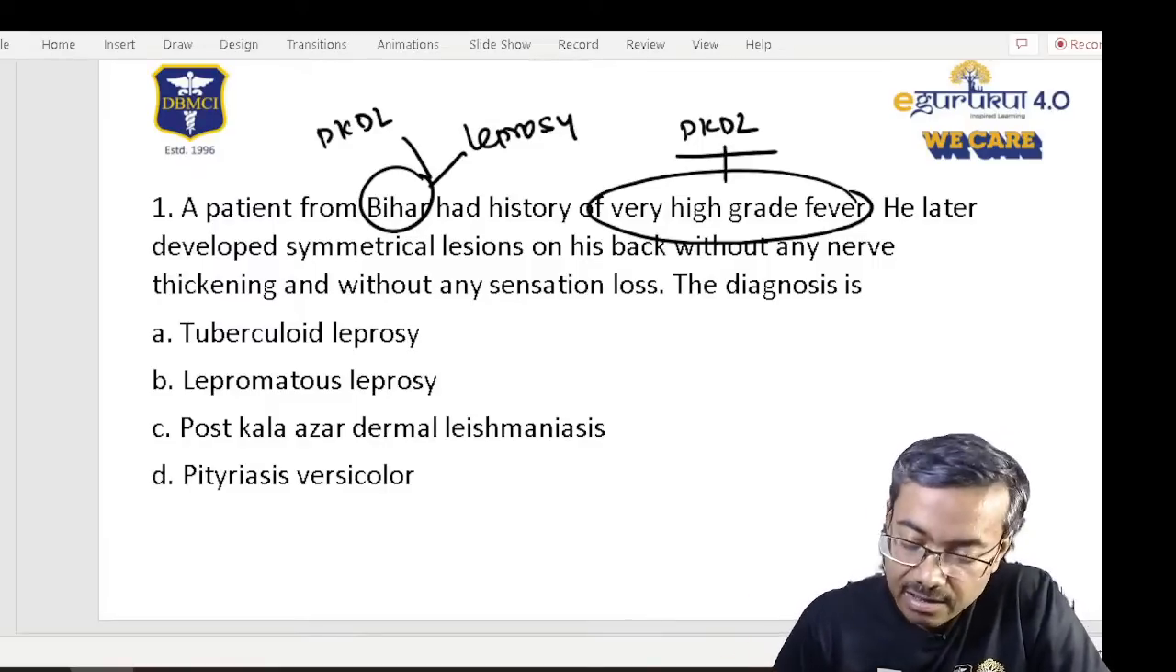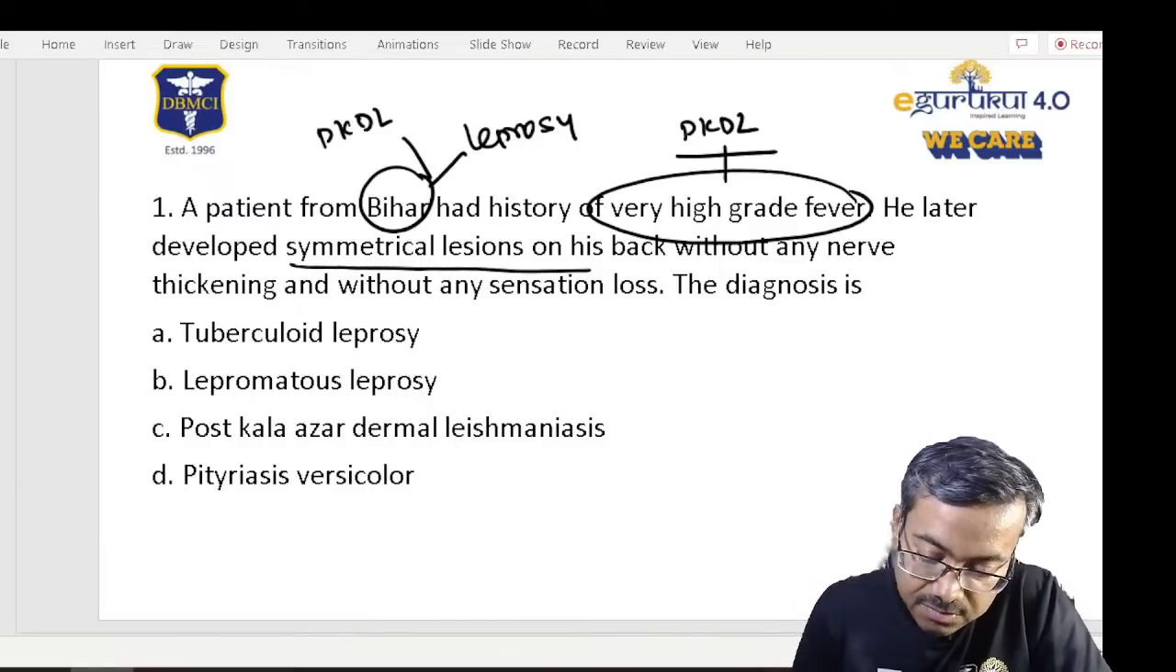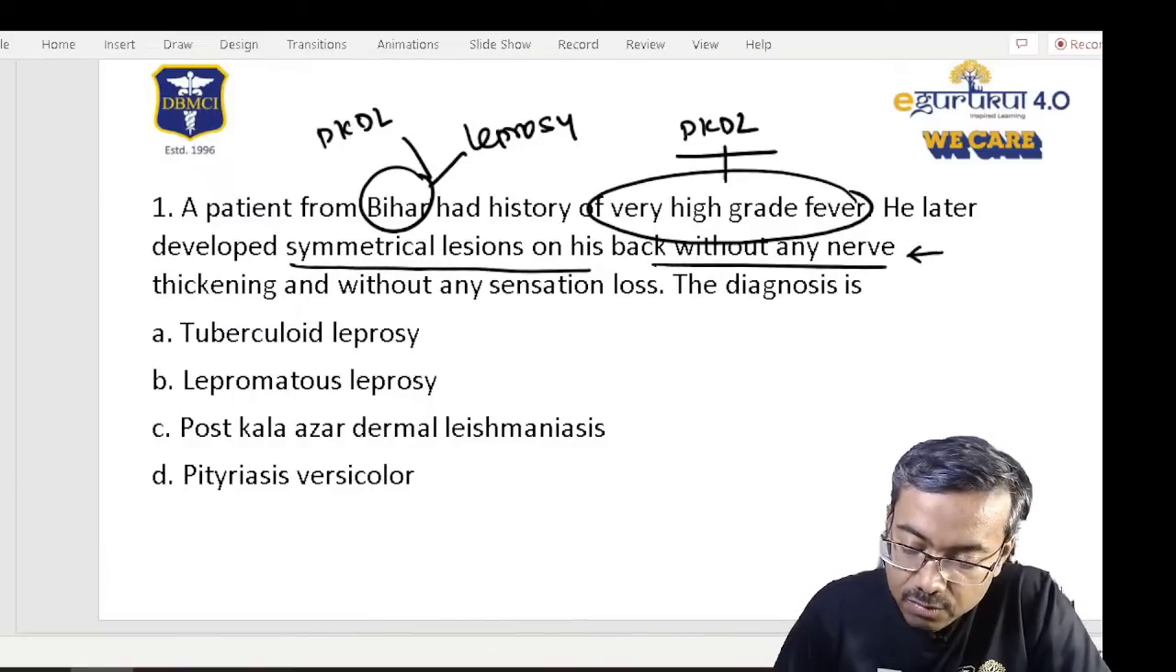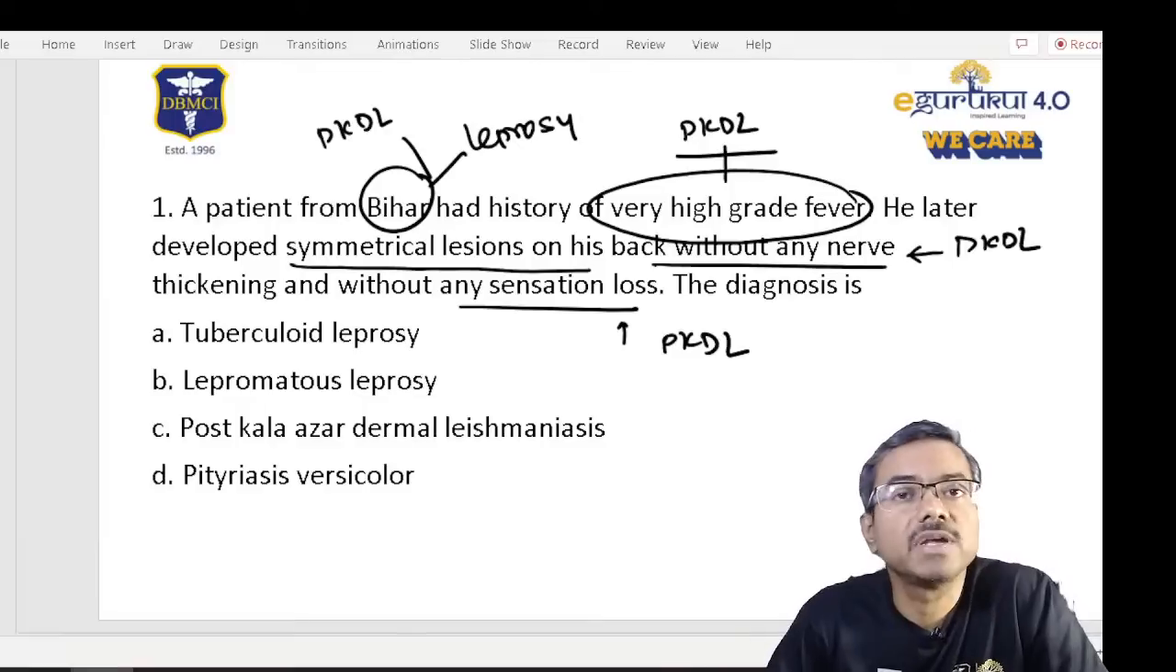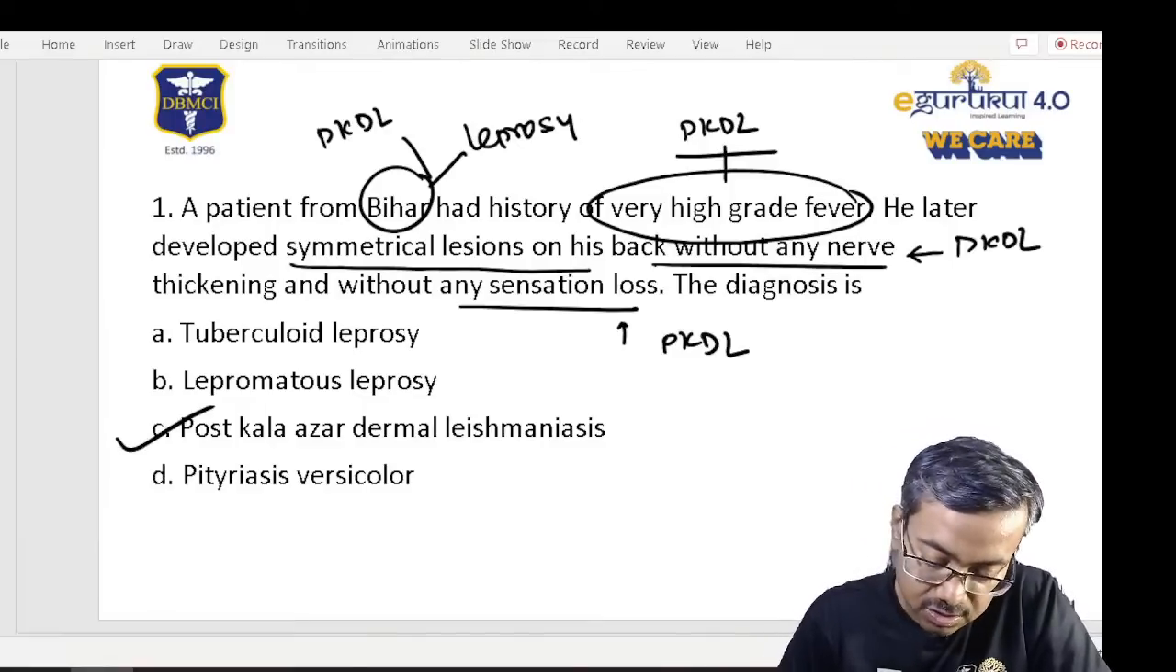Later they get PKDL. He later developed symmetrical lesion on his back without nerve thickening, so that would be PKDL. Without any sensory loss would again be PKDL, right? There are a lot of clues to PKDL in this question, okay? So there's no problem on that.